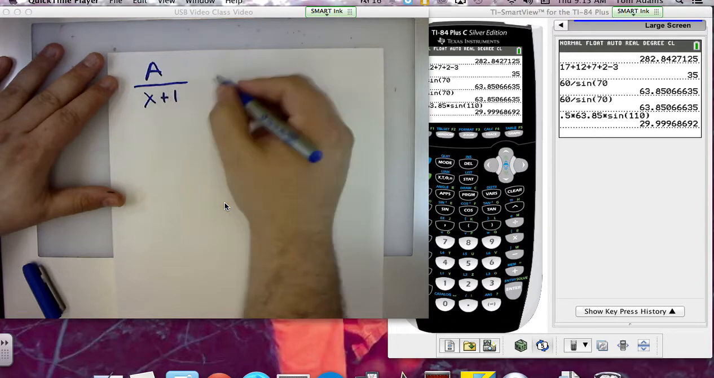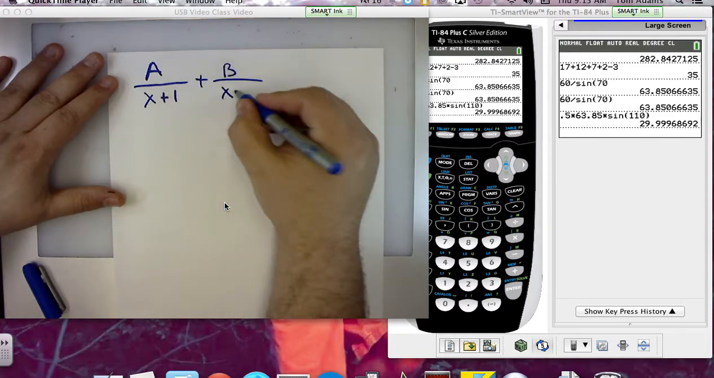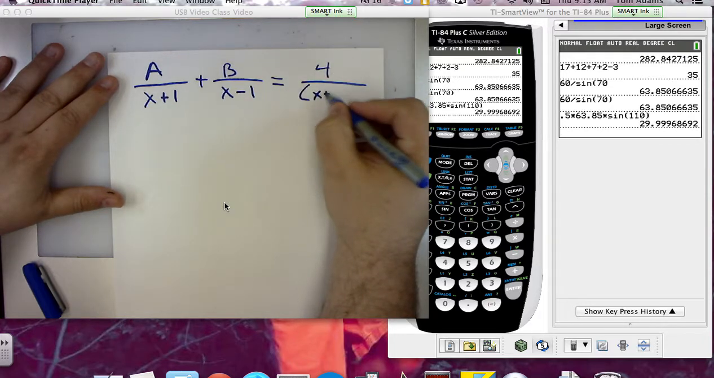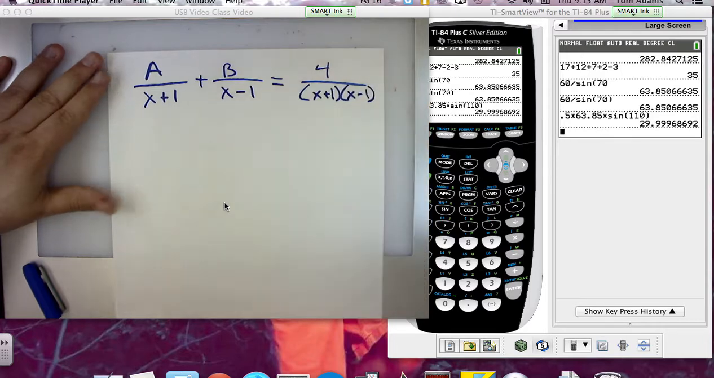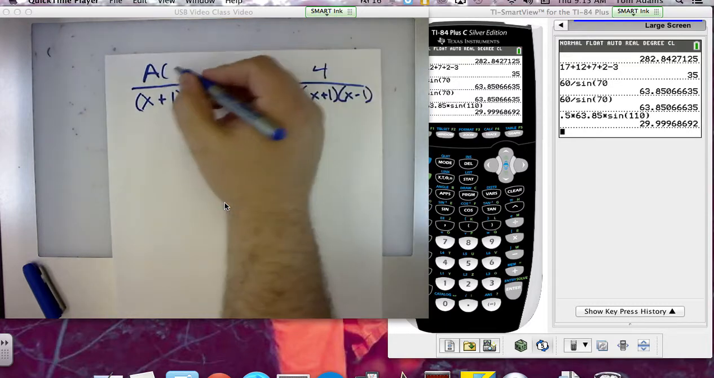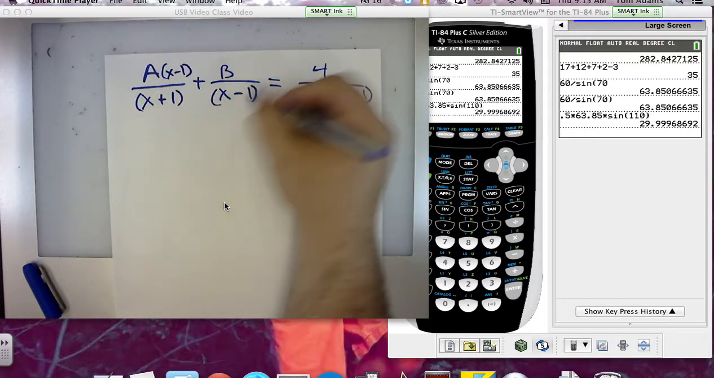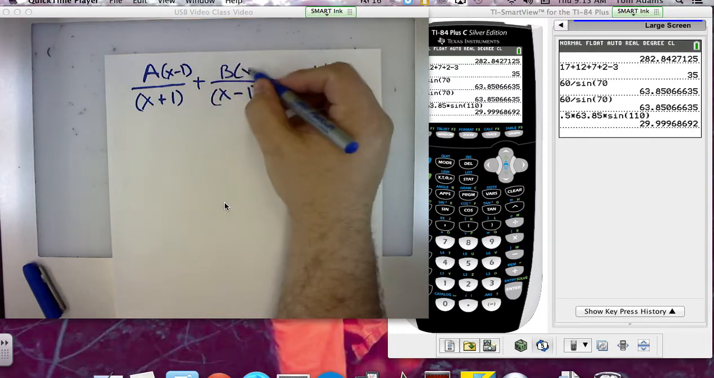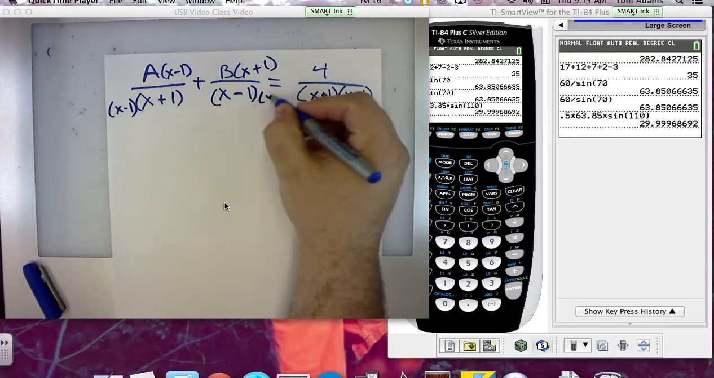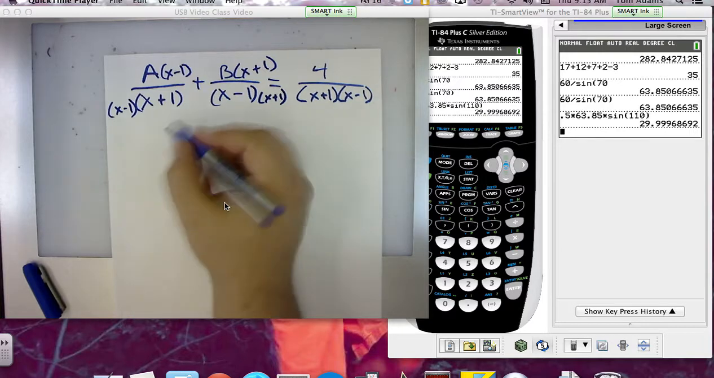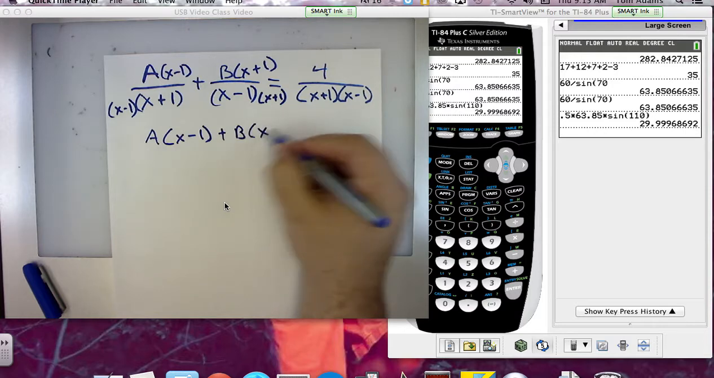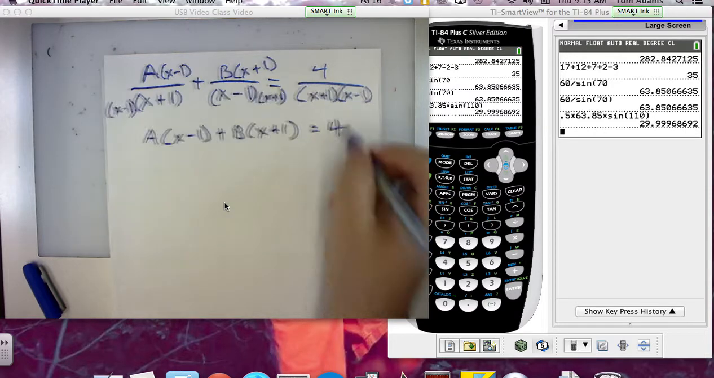over x plus 1 plus B over x minus 1 has to equal 4 over x plus 1 times x minus 1. Well, now to get the common denominator on this one, I'm going to have to multiply the top by x minus 1, and I'm going to have to multiply the top of this one by x plus 1, right? Because that's how I get my common denominator, x minus 1, and then x plus 1. Okay. So I'm left with A times x minus 1 plus B times x plus 1 has to equal 4.